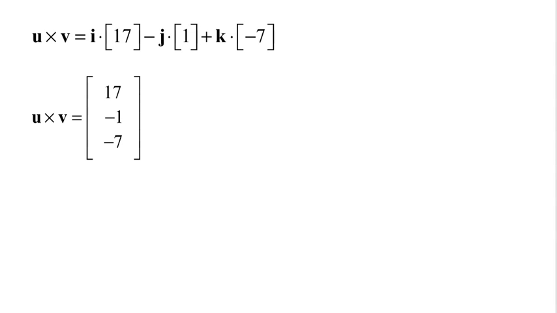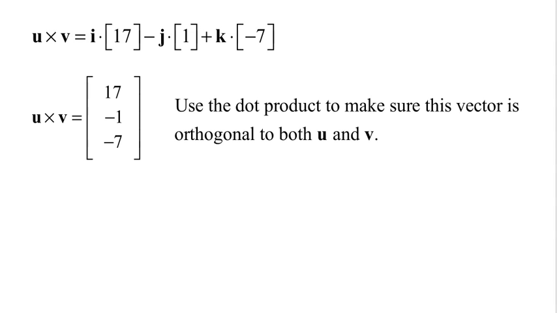Now I should check that. Remember, it was supposed to be orthogonal to both u and v. How do we determine if vectors are orthogonal? Take their dot products. The dot product must be 0 if two vectors are orthogonal. So we're going to check the dot product of u cross v with both u and v. Starting with u, what's the dot product of u with u cross v?